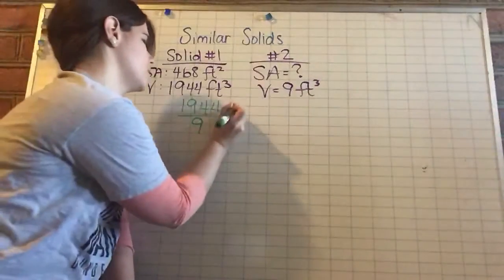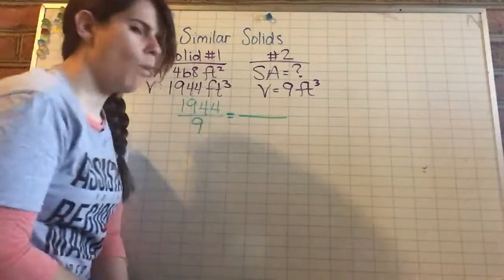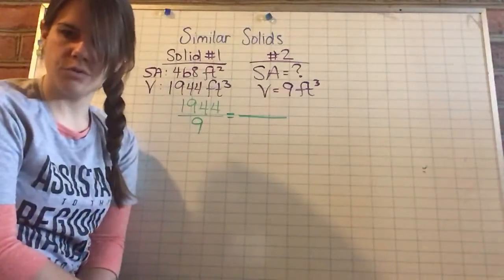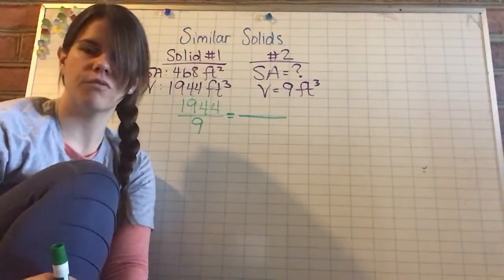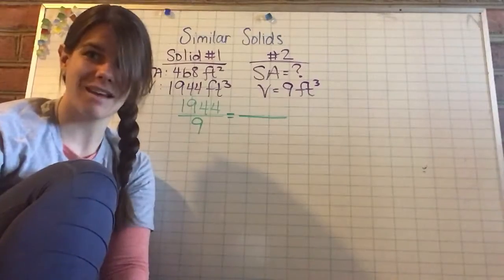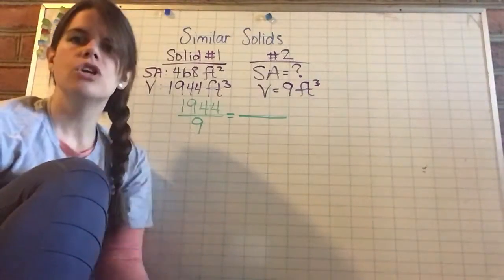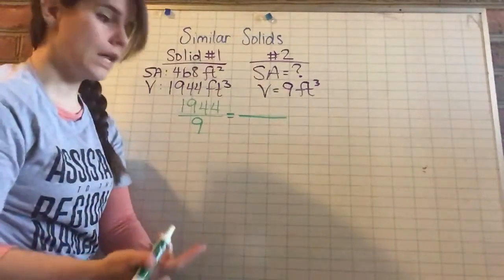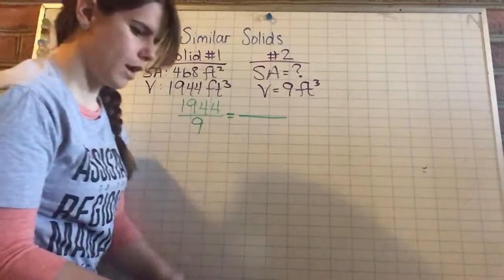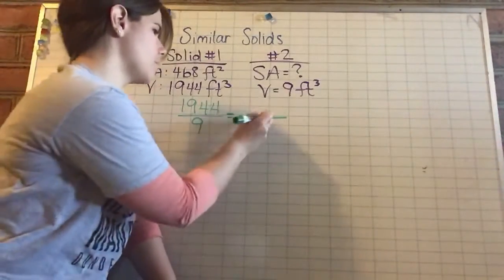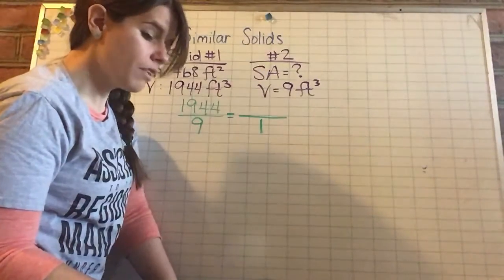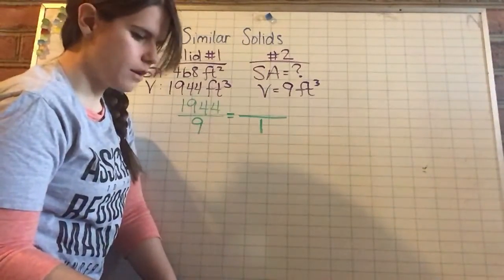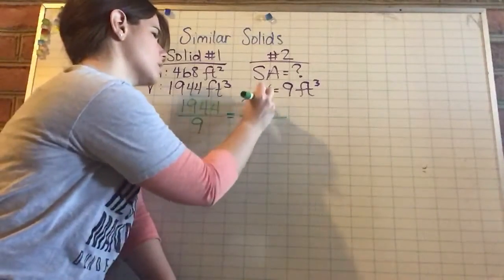So since 9 is not a perfect cube, but we know 1 is, the only other perfect cube that has the potential of working is 8, but you can't get the 9 to be an 8. So I'm going to go ahead and divide both sides by 9, and hopefully this is divisible by 9. And it is. 9 divided by 9 gets me a 1. And 1,944 divided by 9 is 216.